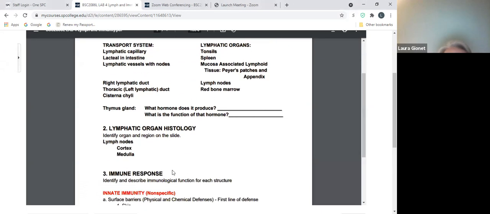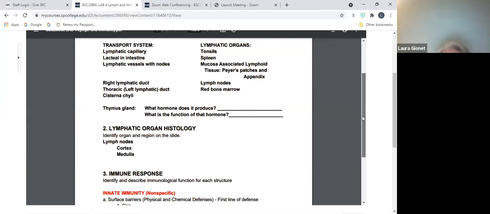We're going to look at a slide of a lymph node. I believe some of the labs will have you look at the spleen also. I just have you look at one lymph node so you can see the organization of it. You just have to know what area is the cortex, what is the medulla.